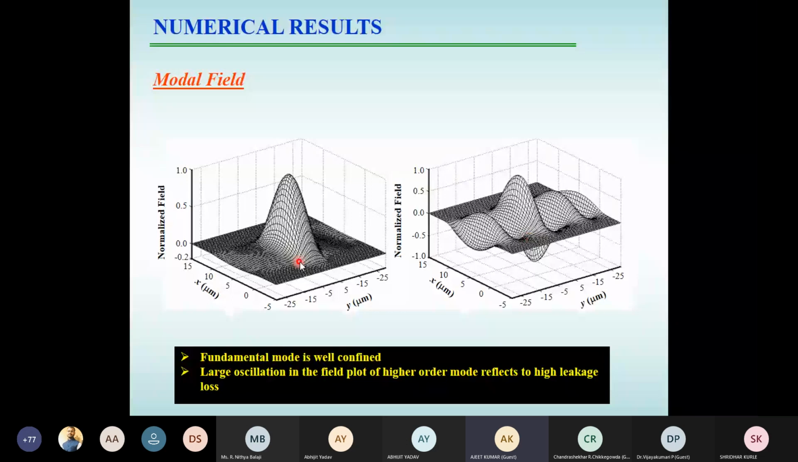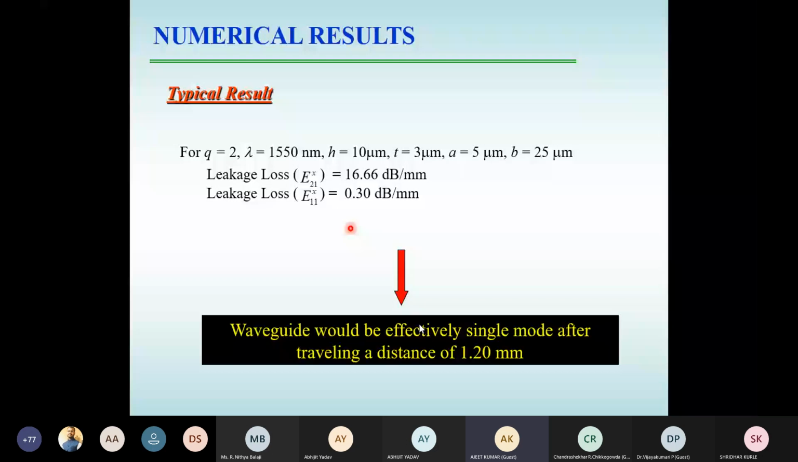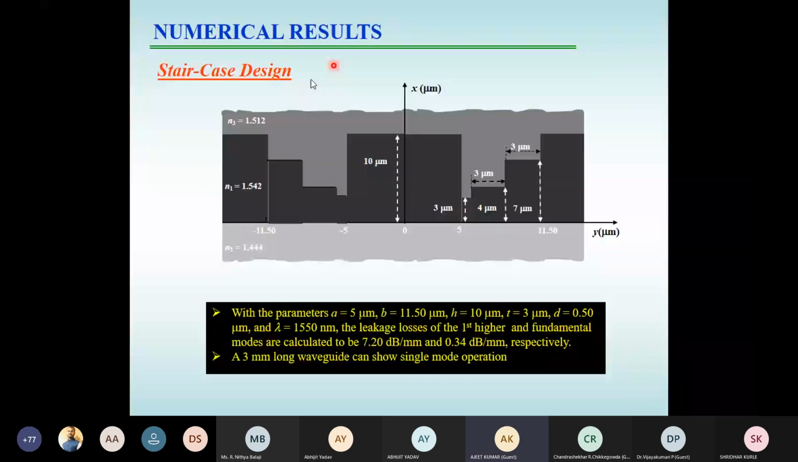This is well confined fundamental mode. You can see for a typical result, you can get a loss of close to 16 dB for the first higher order mode, and for the fundamental mode it is again low loss. So with a propagation distance of close to 1.2, you can get a single mode operation. Again, we have given a simplified structure, and this simplified structure in the channel waveguide is also ensuring the single mode operation. Now I'm coming to the fiber.